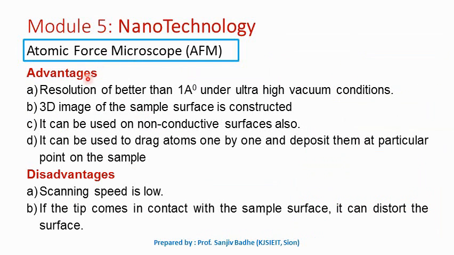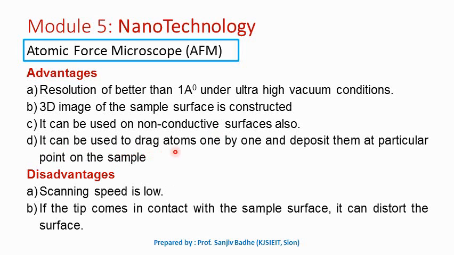So here we have some advantages and disadvantages of atomic force microscopes. The advantages include resolution of better than 1 angstrom under ultra high vacuum conditions can be achieved. A 3-dimensional image of the sample surface can be constructed. It can be used on non-conductive surfaces also. So whether the surface is conducting or non-conducting doesn't matter. Atomic force microscope can be used for conductive as well as non-conductive surfaces.